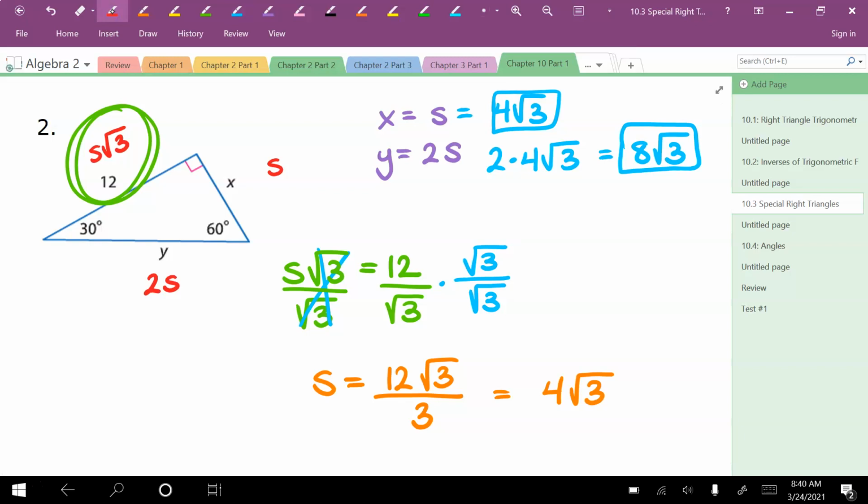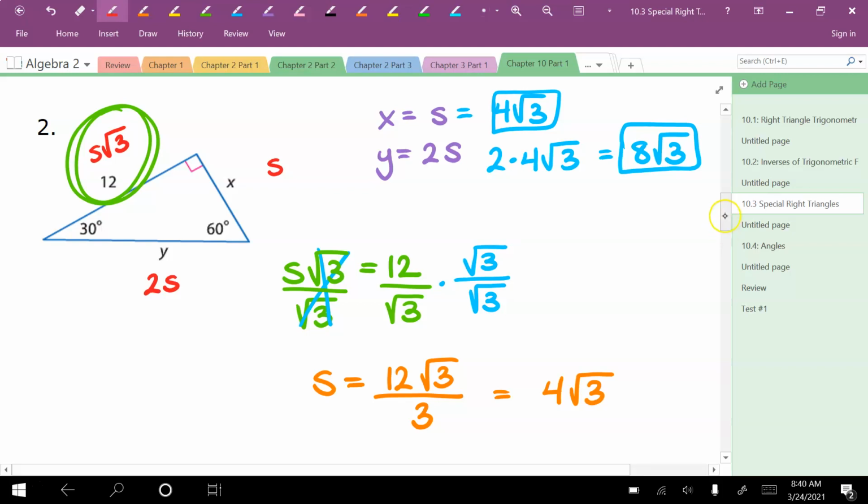I would say this situation is the hardest one when it comes to a 30, 60, 90 right triangle, because that s radical 3 side, if you have to set it equal to a number, takes a little bit more work. So you have to do all of this in order to solve for your s. The other cases, like the first one I gave you, are probably the easiest because they give you s right out. And if they give you the hypotenuse instead, you just have to divide by 2 because it's that 2s side. So it's a little bit simpler math. It's not as complicated as this one. This is the hardest case that you're going to see on a 30, 60, 90 triangle.